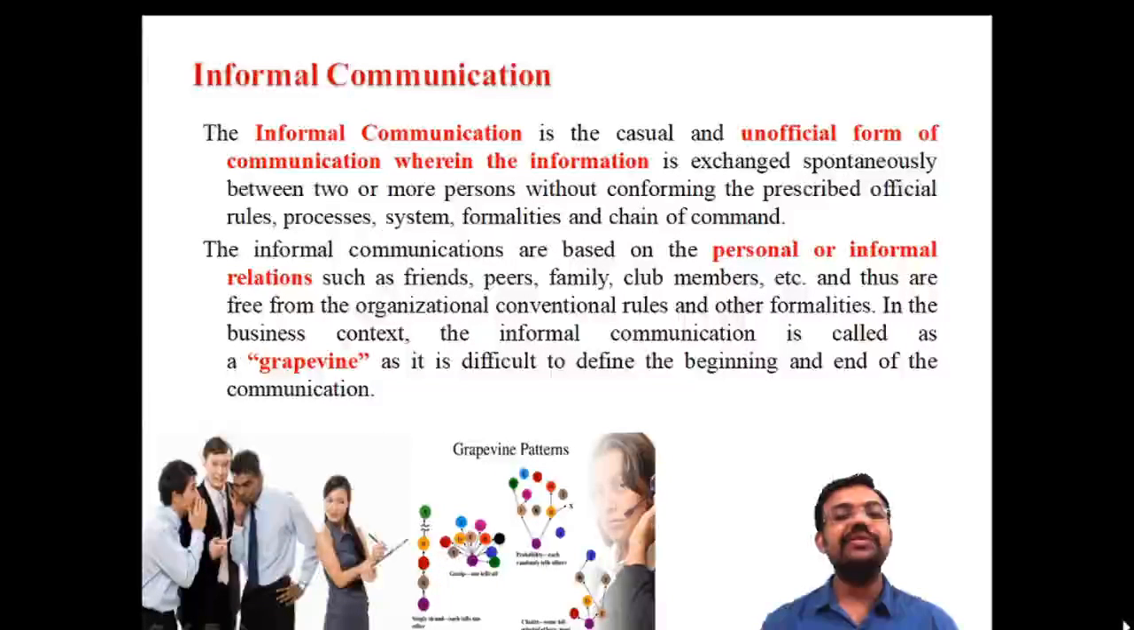Grapevine means it's very difficult to define the beginning and the end of the communication. Look at the diagram. Suppose any problem is related to the organization, and who communicates first? It is very difficult to define the beginning and end of the communication, so it is known as the grapevine. This pattern shows the grapevine, because it may start with one person and end with another person. You can't easily predict the start and end of the communication. In a vineyard it is very difficult to find the origin. Therefore, informal communication is known as the grapevine.